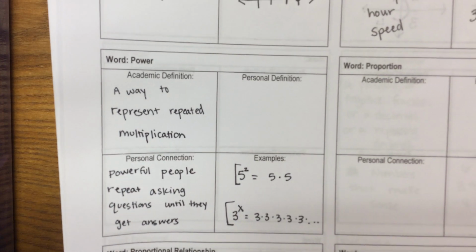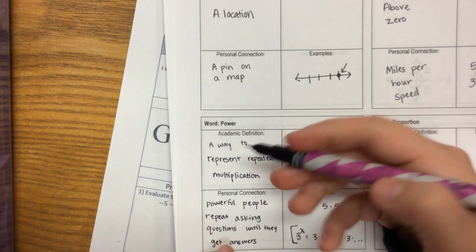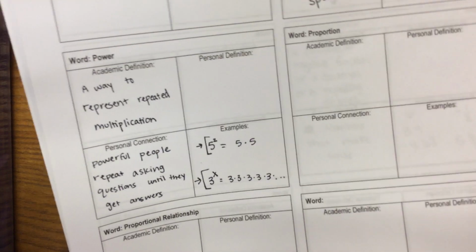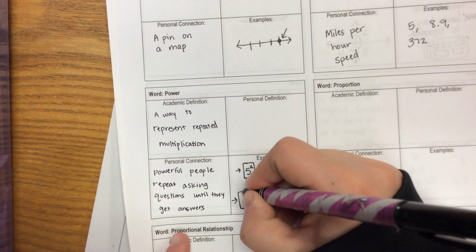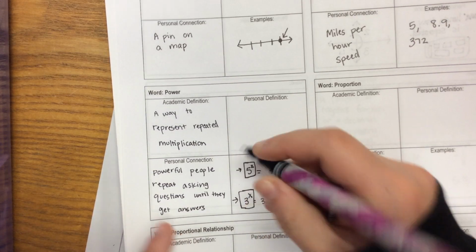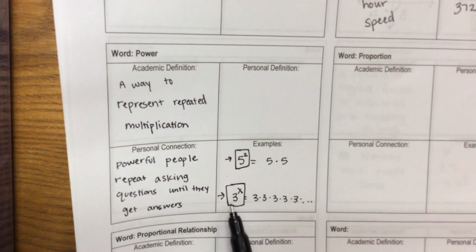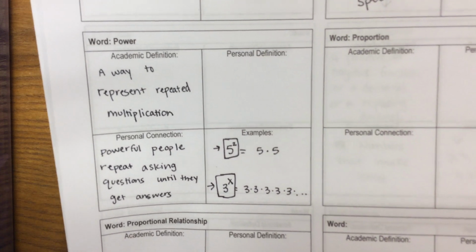So power is a way to represent repeated multiplication. The reason why I have this bracket here is because I'm representing the whole thing. Normally they don't have the bracket there. I guess that was kind of a bad choice. So 5 squared, so the whole thing. Maybe I'll make it a box. So this whole thing is a power. So 5 squared really means 5 times 5, and then 3 to the x means 3 times 3 times 3, and we don't know how many times because that's a variable. So we put that dot, dot, dot at the end.